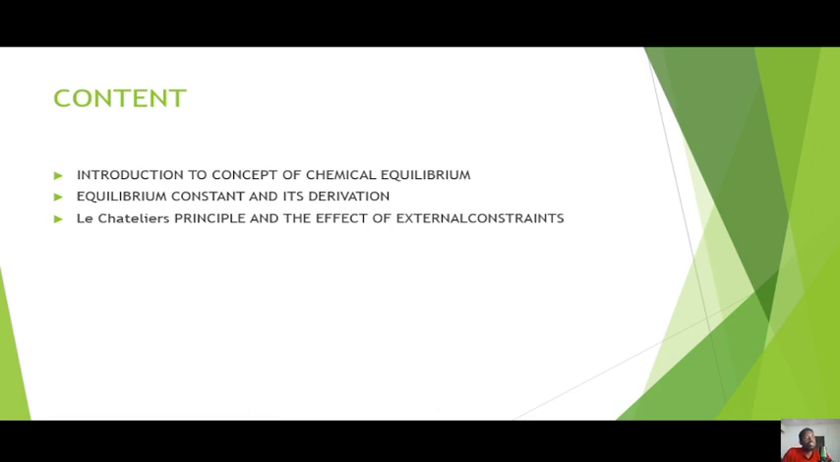So our study today is going to be shared into three different parts. The first part is the introduction to the concept of chemical equilibrium. Then we get into our understanding of chemical equilibrium constant and its derivation. How did we get that particular constant? And finally, we are going to be talking about Le Chatelier's principle and the effects of external constraints. Let's go ahead with our study.